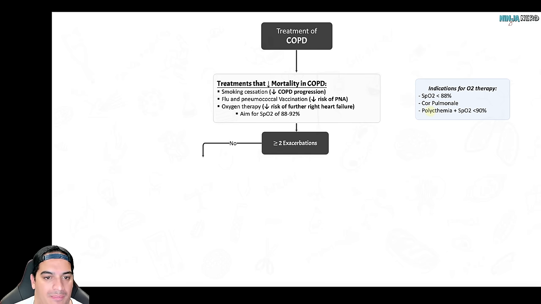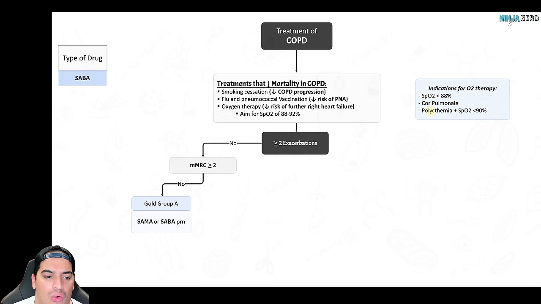How symptomatic are you? The mMRC is a scale that determines how symptomatic you get. Is it whenever you're walking upstairs? Is it whenever you're walking on flat ground? Is it when you're getting dressed or doing some of your daily activities, or is it at rest? We can get that score off of the mMRC. If it's not greater than or equal to 2, then I would say that you're in that low group. So you're in what's called a GOLD group A.